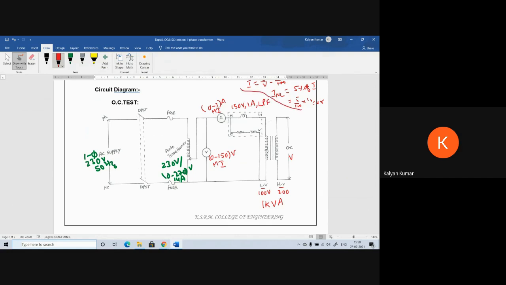Now, as the maximum current is 1 amp, the fuse rating is 1 amp. But in our lab, we are not having any 1 amp fuse. So, the minimum fuse is 2 amps. So, I'm using a 2 amps fuse here.